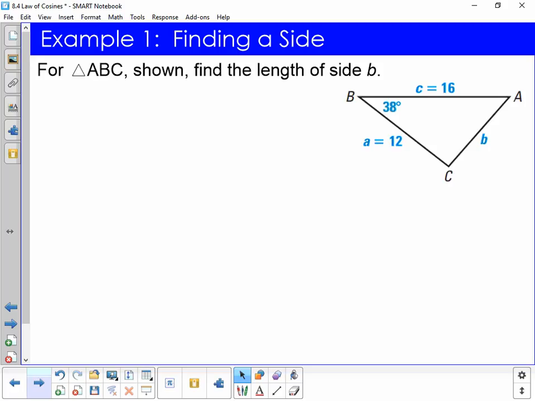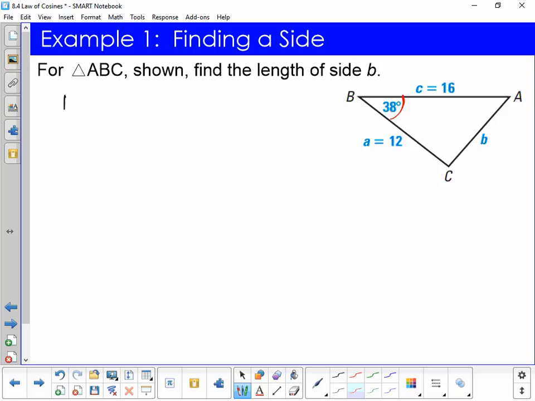In this triangle, we know that side a is 12 and we know that side c is 16. We know that angle B is 38. We want to find the length of side b on that triangle. Well, if you look at your list of the law of cosines, one of the things that I usually use to choose which version to use is the angle. Only one of those versions uses angle B.